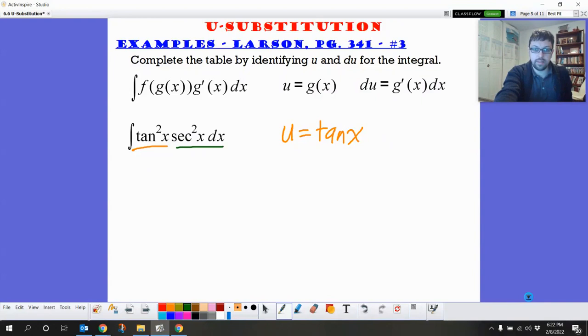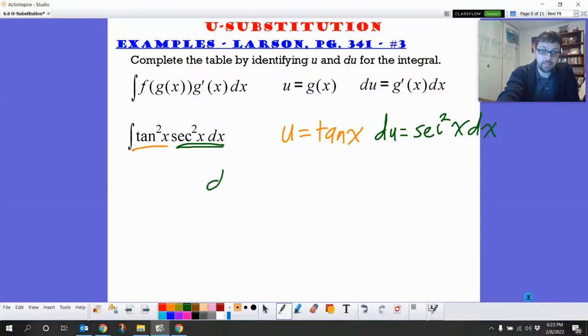And then we get that part because we're going to do the derivative of it. So that's du equals the derivative of tangent x, which is secant squared x dx. Which is great because that's what we've got, secant squared x dx. Oh, wow, that's awesome. So when we substitute it back, this secant squared x dx is just going to be replaced with a du. How sweet.